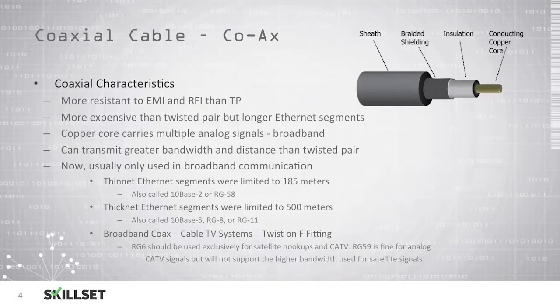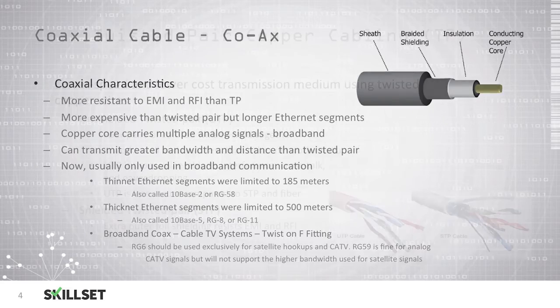You can use RG59 for analog cable TV signals, but that will not support the higher bandwidth used for satellite signals and should not be used for satellite connections. Coax is not being used as frequently today, but is still used in high noise areas such as elevator shafts and in areas where there are large machinery that could interfere with twisted pair signals.